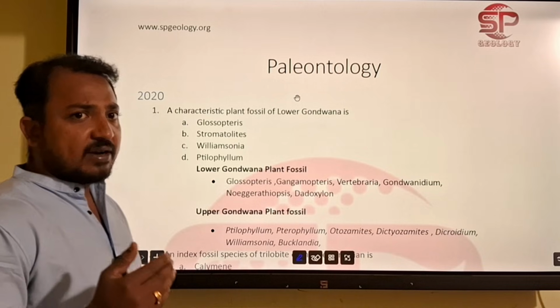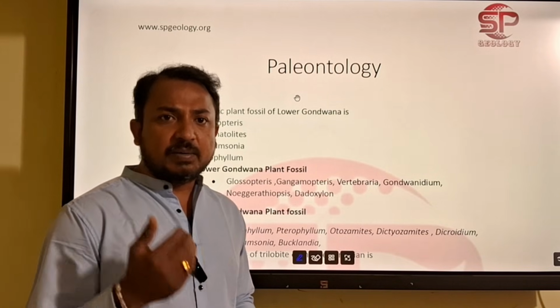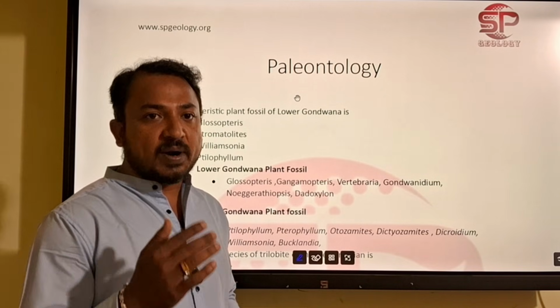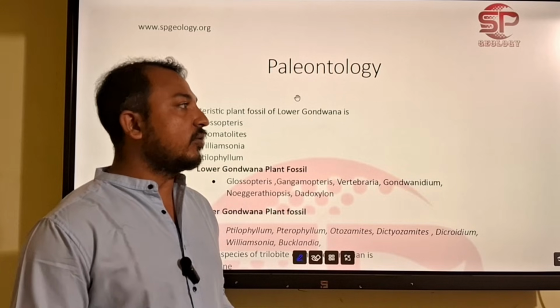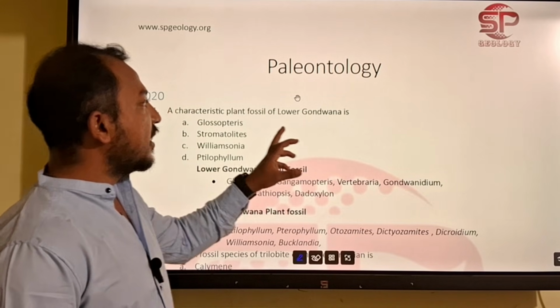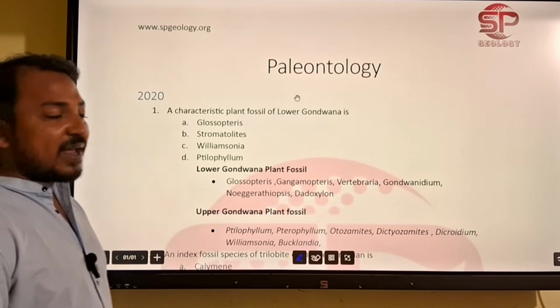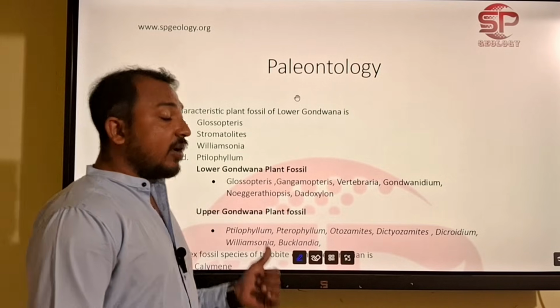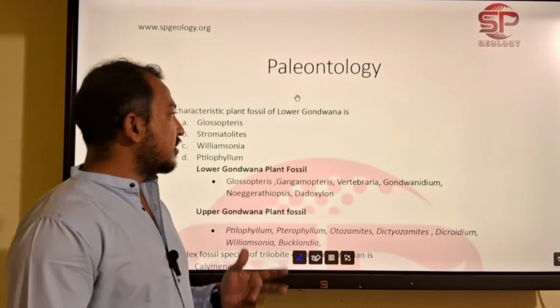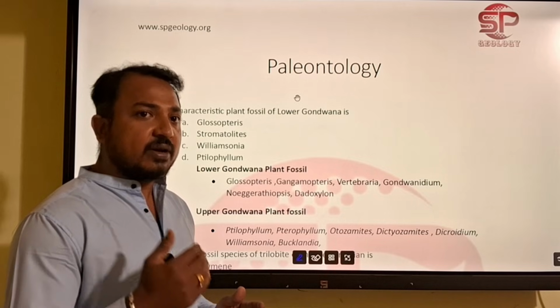Gondwana is also divided on the basis of availability of plant fossils. They are divided into two parts: one is lower Gondwana, another is upper Gondwana. Lower Gondwana is characterized by Glossopteris, and upper Gondwana is characterized by Trilophyllum. Other than these, we will find other fossils also.